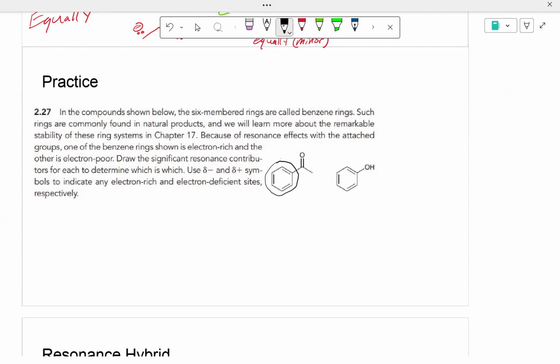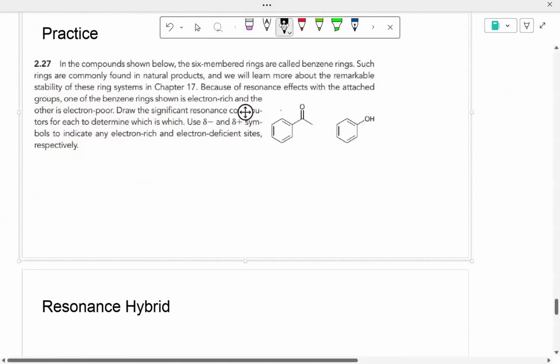But depending on what is attached to benzene, it could make it what's called more electron rich, so it's putting more electrons into it, or it can make it electron poor by taking electrons out of it. We can use resonance to help us predict whether that benzene ring will be electron rich or electron poor. That's what we're going to do here. Let's start with the first compound. I'm going to redraw it over here.